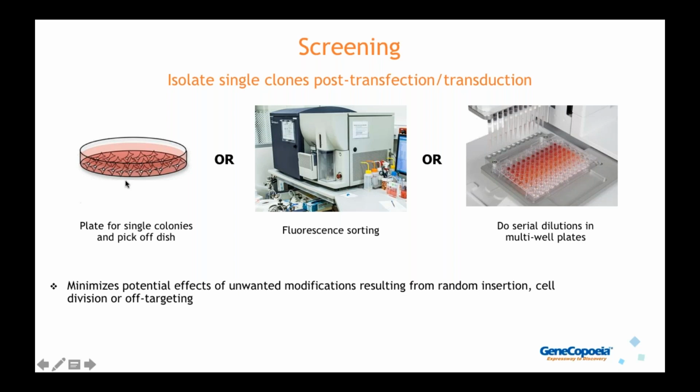One is the classical method of plating at limiting dilution and then picking single colonies off a dish using cloning cylinders. A better method than that is to use fluorescent sorting if you have a fluorescent marker on a plasmid. Or if you're really unlucky and you're using a suspension cell line with no marker, you might need to do serial dilutions in multi-well plates, which does work, but it's very labor intensive.